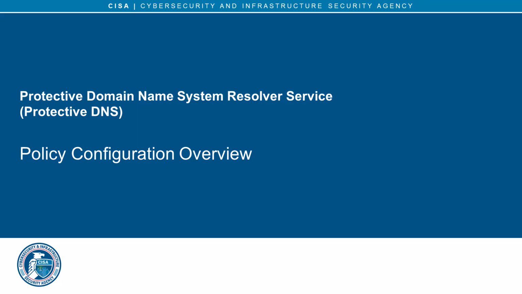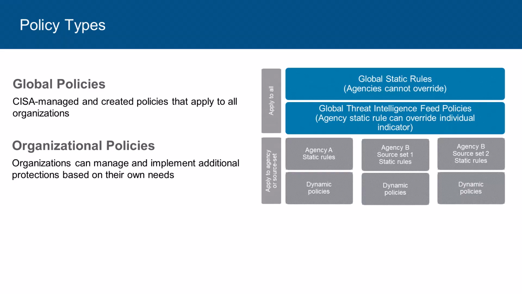The policy editor leverages both commercial threat intelligence feeds and custom rules that allow organizations to block or override queries to offer protections against new and emerging threats. Before creating policies, we must understand the hierarchy of policies. To start, there are two levels of policies: global policies and organizational policies.